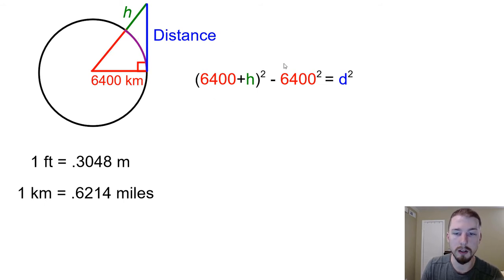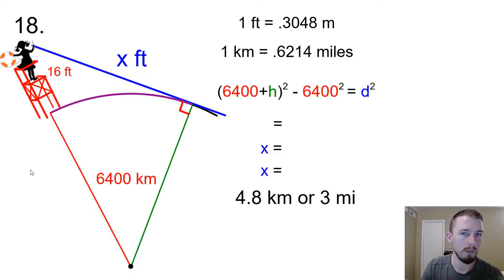And so we can derive this formula by subtracting the 6,400 squared from both sides. So we take the hypotenuse squared minus this side squared, and that's going to give us the distance squared. So that's pretty much the formula we're going to be using. The only different thing is I might take the square root of this to get the distance, kind of like the distance formula there, and then use these conversion factors. So for number 18, instead of standing on the beach, we're actually going to go 16 feet up into a lifeguard tower.